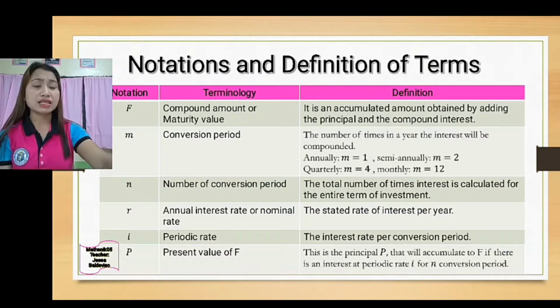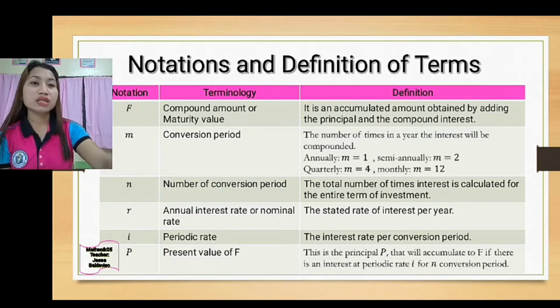Then we have n. n is the number of conversion periods. It is the total number of times interest is calculated for the entire term of investment. That is your n. Later on, we're going to know the formula in solving n.